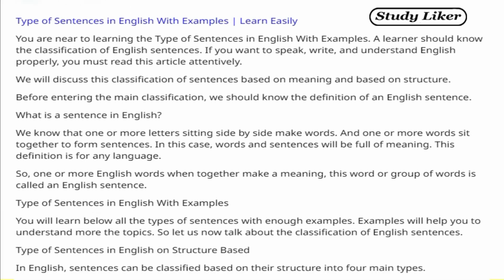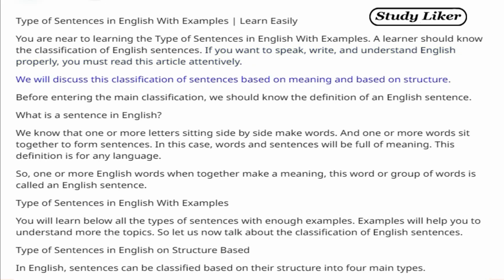Types of sentences in English with examples. Learn easily. You are near to learning the types of sentences in English with examples. A learner should know the classification of English sentences. If you want to speak, write, and understand English properly, you must read this article attentively.